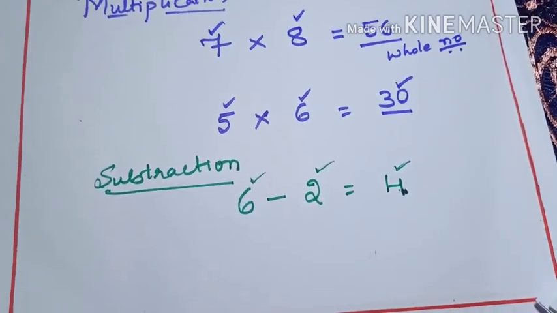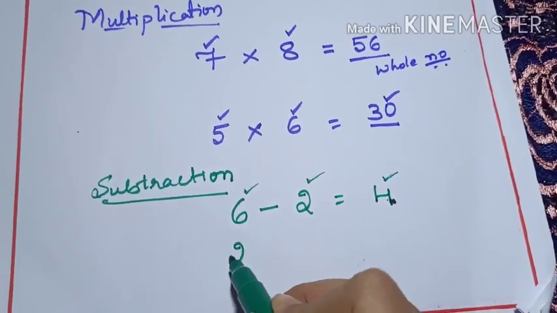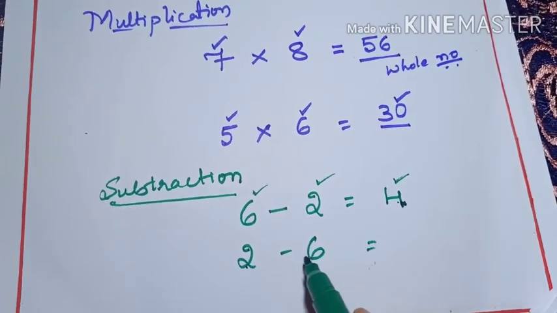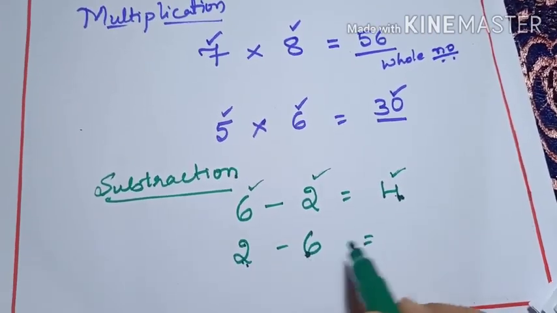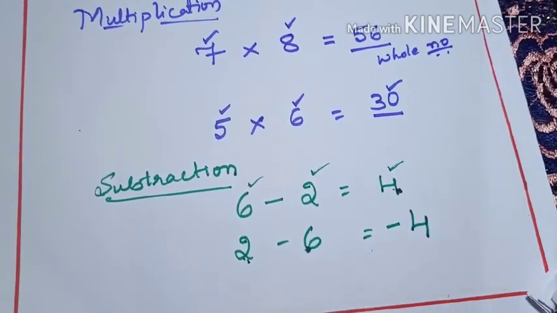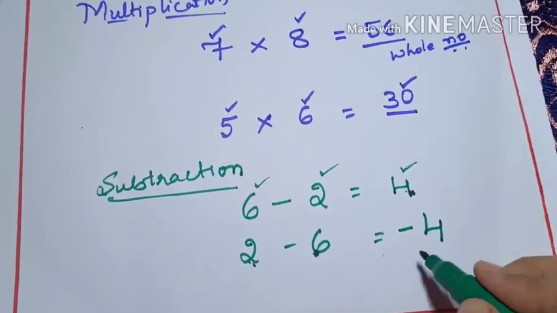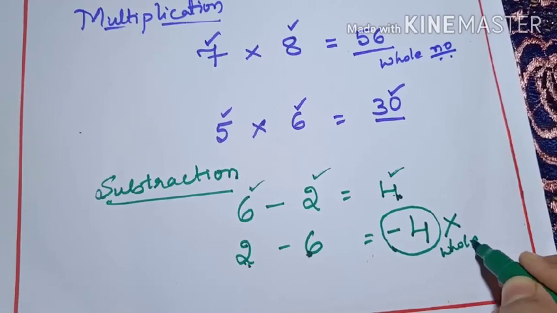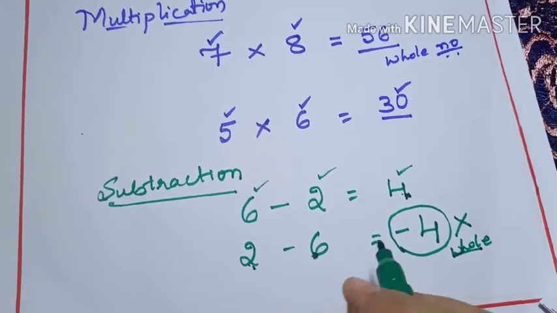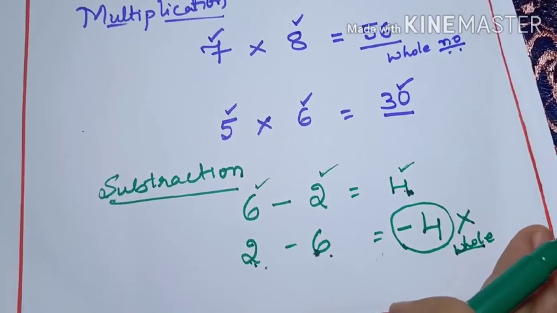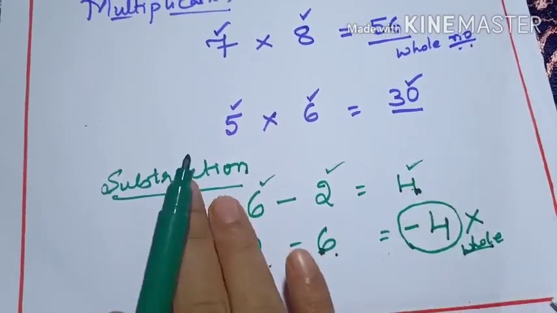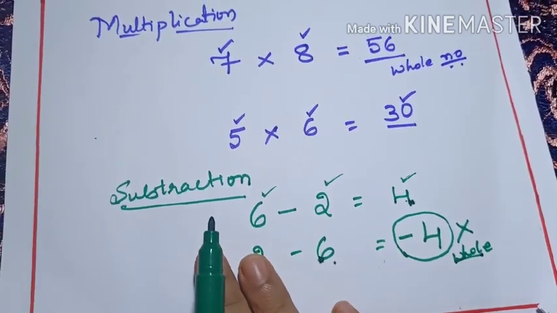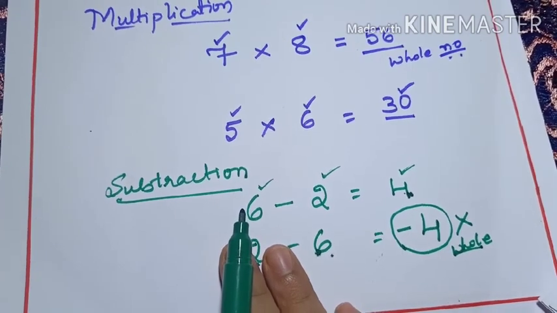But let us take another example. See here, 2 minus 6. What is the answer? 2 minus 6 is minus 4. And this minus 4 is not a whole number. So in this condition, subtraction does not satisfy the closure property. Hence, subtraction is not applicable for closure property.